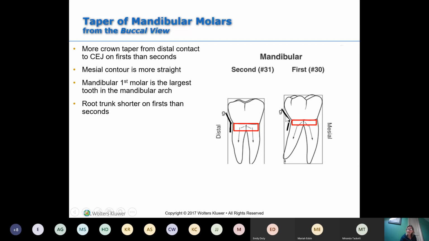The mesial contour is more straight. So if you look at the mesial of these teeth, this one is more straight. Even this side has some bend, but it's more straight than this one. Everybody see that? That's going to help you a little bit just in confirming some of the things you've already looked at.